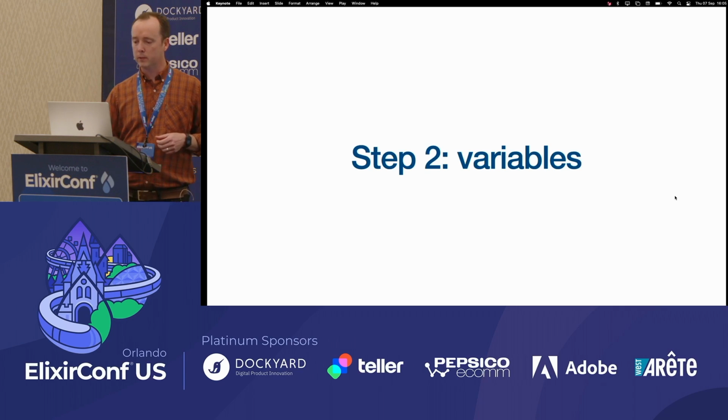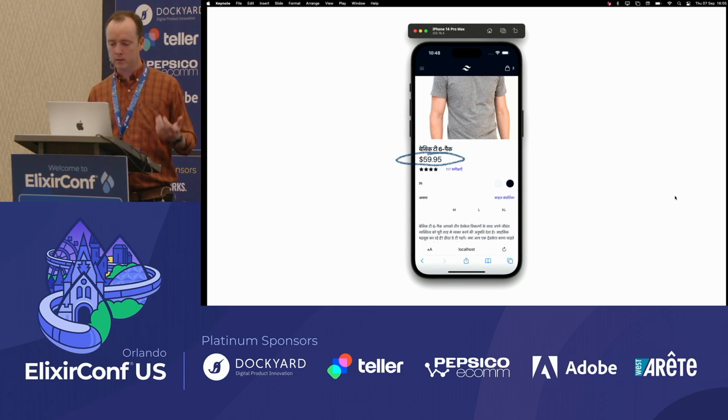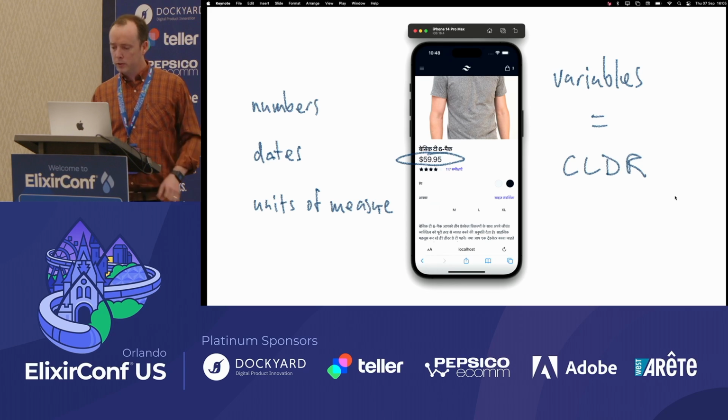The second step is variables, and that's where CLDR comes in. Now here it's just a price, and it's relatively simple, but these could be any kind of numbers, they could be dates, it could be units of measure, so feet or areas or volumes or anything like that. And once you start looking for them, you find them peppered all across your interface. So the bulk of the content is still gettext, yes, but you do find these kind of things pop up in the strangest places. And for this, you use CLDR, or the Common Locale Data Repository.